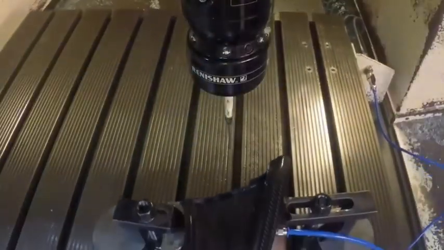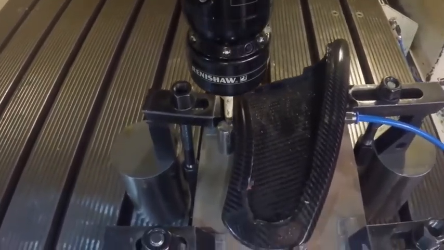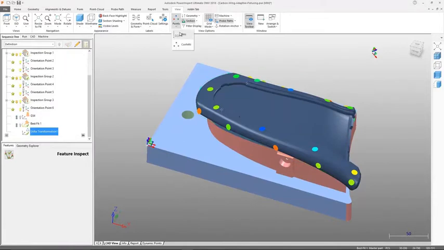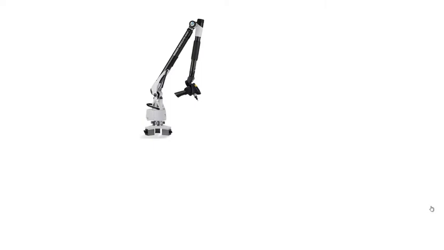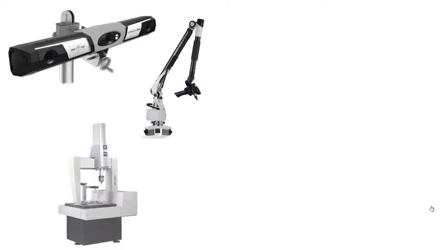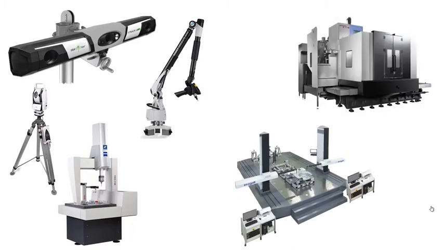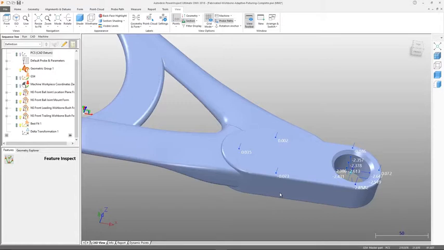Using measured data acquired from the real part, we can accurately determine the true form and location of the part. Then compare it to the nominal form and location and use this data to determine the optimum setup for the machining operation. Measured data can be acquired from a wide variety of measuring devices, such as tactile articulated arms, non-contact scanning systems, coordinate measuring machines, and machining centres.